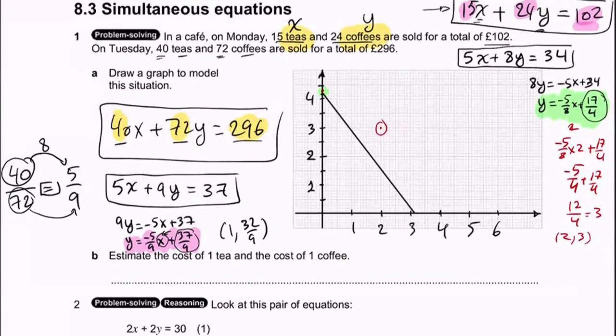What else? The other line, 40x plus 72y equals 296. 296 divided by 8 is 37. 72 divided by 8 equals 9. 40 divided by 8 equals 5. So negative 5 over 9x plus 37 over 9. Okay, so this will be the line.